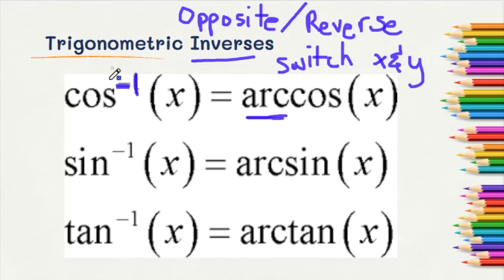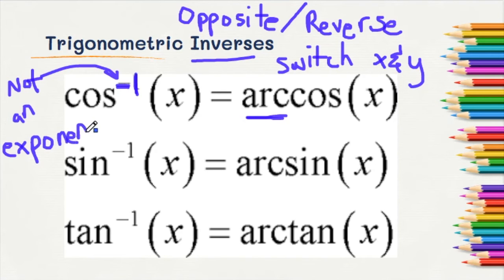Now, just so you know, this negative 1 here for cosine does not mean exponent. It means inverse. So if you wanted to write an exponent for cosine, sine, or tangent, or any other trigonometric ratio, you have to put the whole thing in another parentheses and then put the exponent. So that would mean exponent versus the negative 1 there. It only stands for inverse. Don't get confused. It has no relations to exponents.